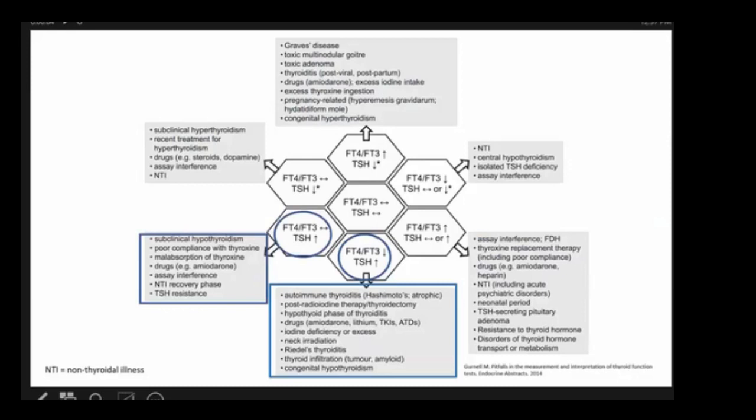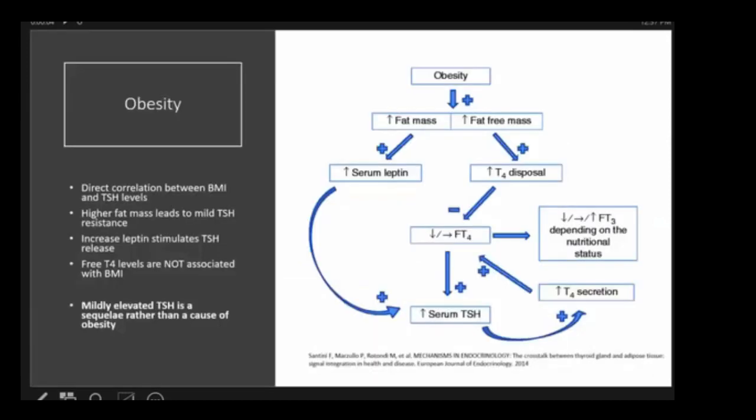Free T4 is really not associated with BMI. So it's not so much that the TSH is causing weight gain, as people would think. It is that the mildly elevated TSH is actually a sequela rather than a cause of the patient's obesity.